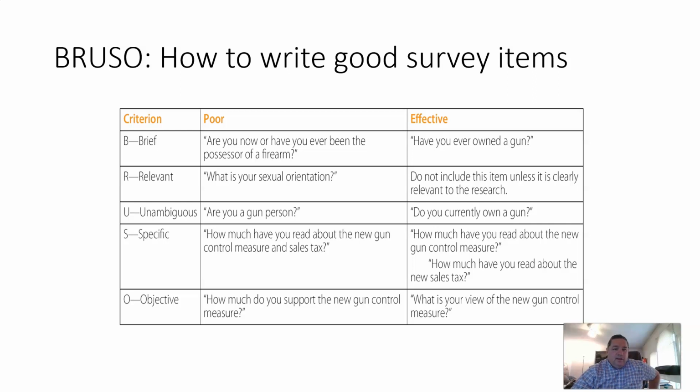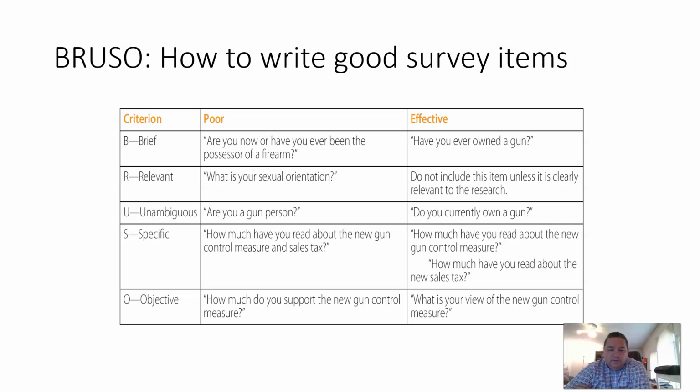So Brousseau, how to write good survey questions. Brief, relevant, unambiguous, specific, and objective are the acronym for Brousseau. A poor question for brief is, are you now or have you ever been possessor of a firearm? An effective one is, have you ever owned a gun? Nice and short to the point. Relevant: what is your sexual orientation? Do not include this item unless it is clearly relevant to your research. People are less likely to answer or give a socially acceptable answer to questions like that.